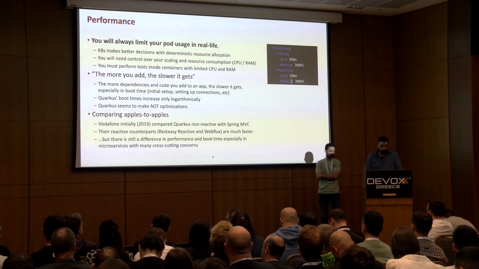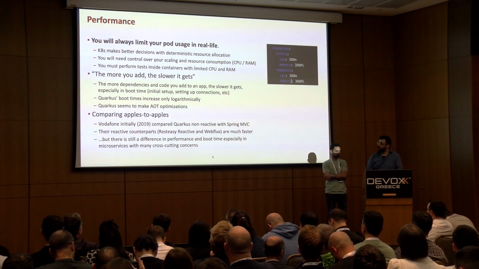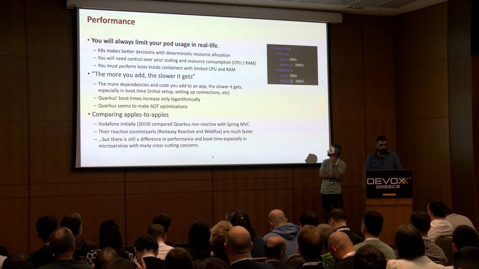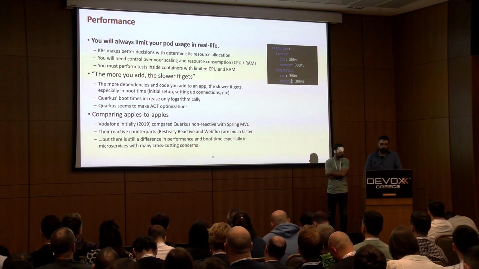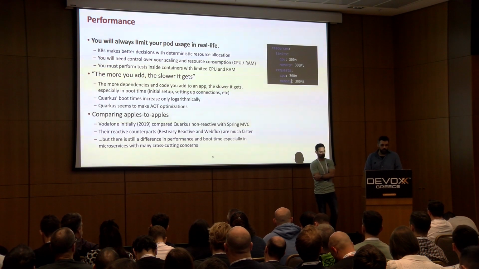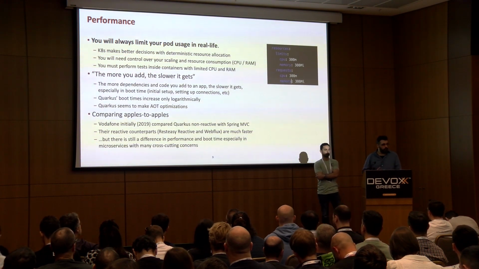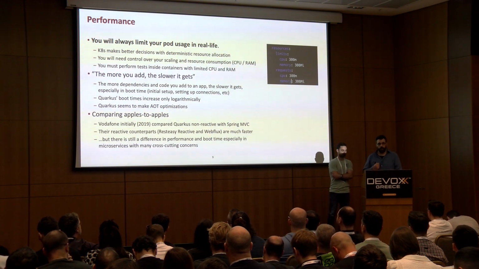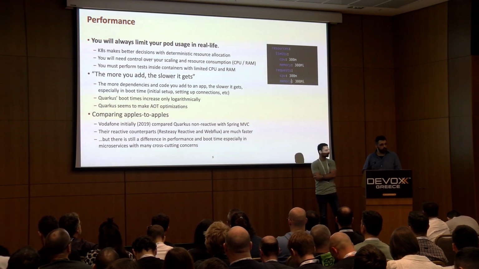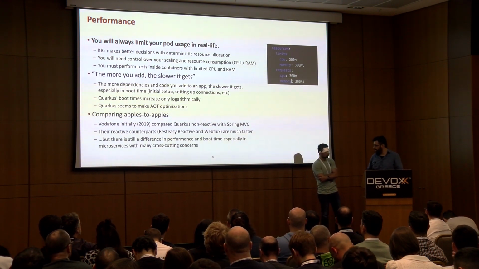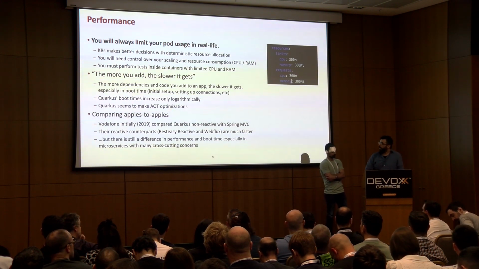This is why we wanted to run those tests in restricted environments and with limited resources. Now, the more you add, the slower it gets. This is true for both, but in our experience, since Quarkus does many compile time optimizations, you can add much stuff to Quarkus and still have lower performance impact than Spring Boot, especially in situations when during the boot of your application, the microservice needs to perform many operations such as connecting to databases, Kafka messages, and stuff like that.